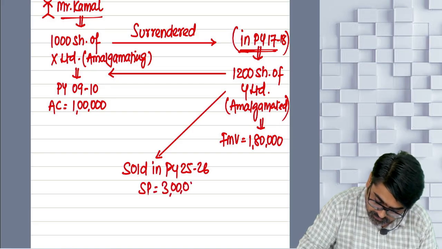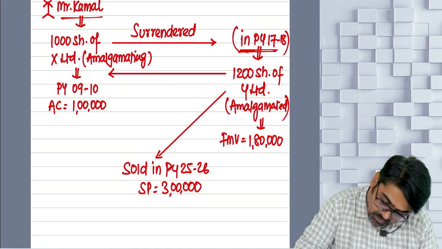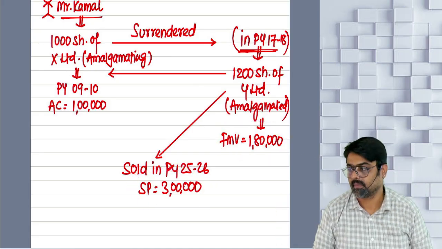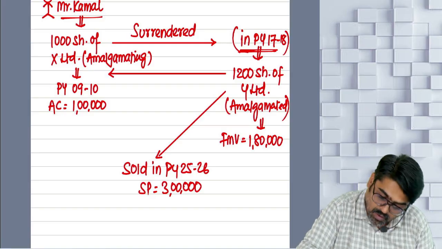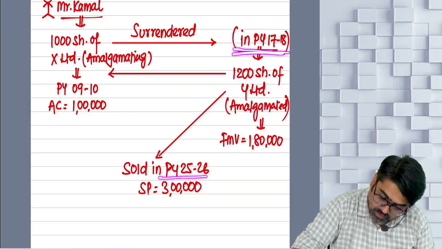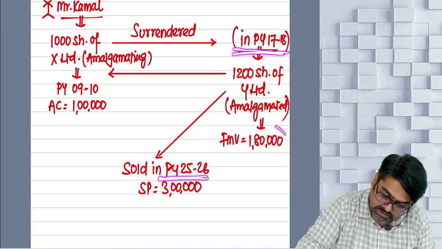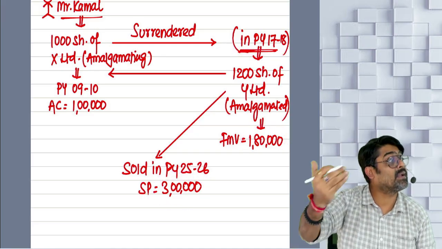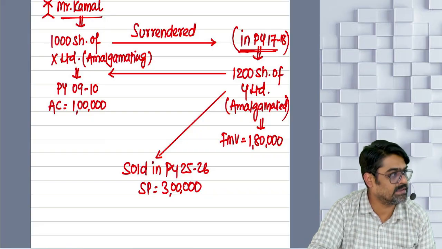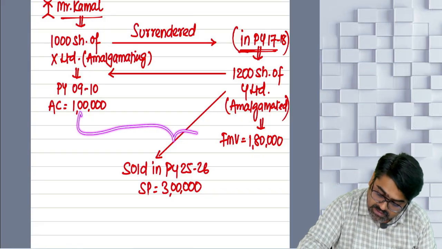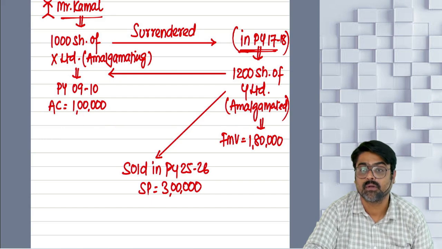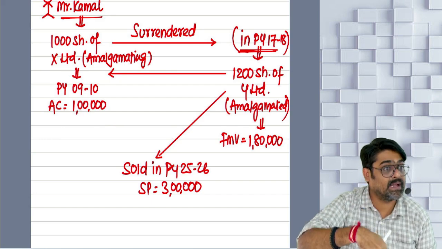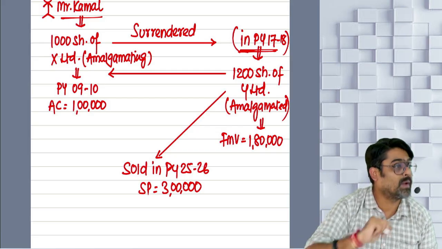How much? So can I say from here to here there is a gain of 1,20,000? From 17-18 to 25-26, the value of the shares has increased by 1,20,000. That appreciation will also be realized. And don't you think this appreciation will also be realized? So how much is the total appreciation? 2 lakh. That will be realized when he sells the 1200 shares.